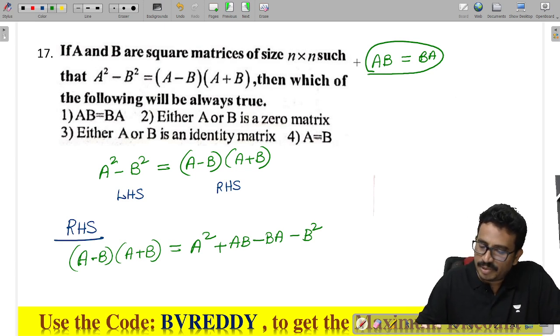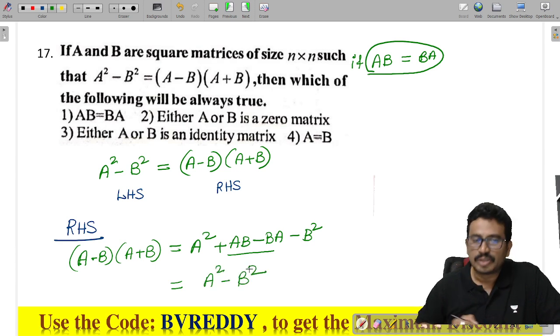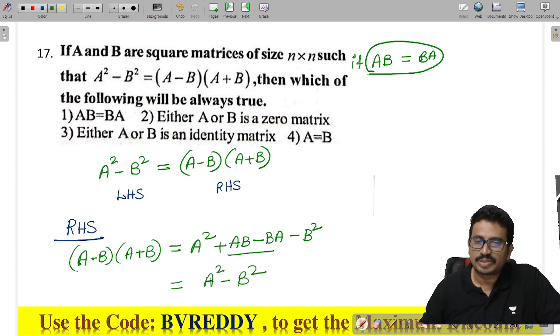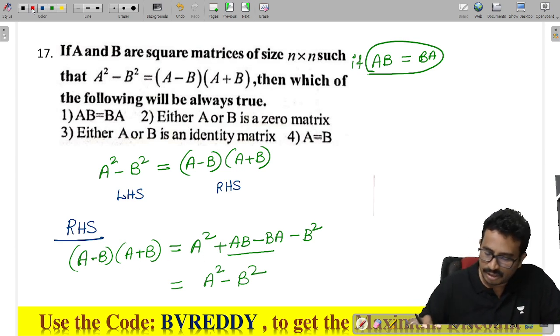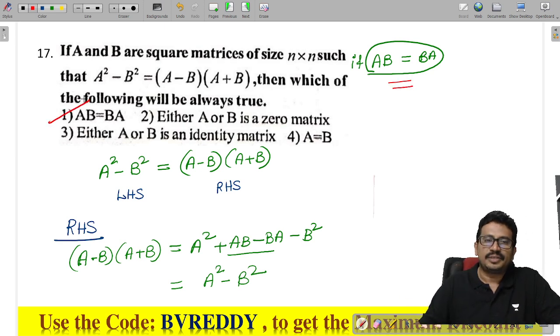If AB equals BA, then only can I cancel these two terms. Then only it becomes, you tell me, A square minus B square. So for this term to be equal to A square minus B square, the condition must be what, you tell me: AB must be equal to BA. Done.